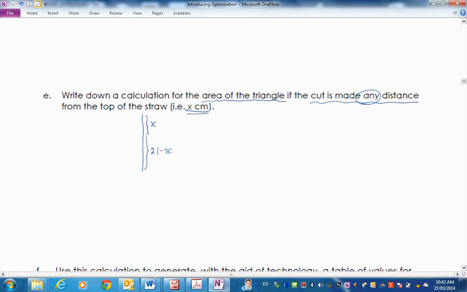All right, so here we have it. And then we made this. That was x. This was 21 take x. This was our pattern, wasn't it? Did you see that pattern? And x was 6, and then 12, and then 18.